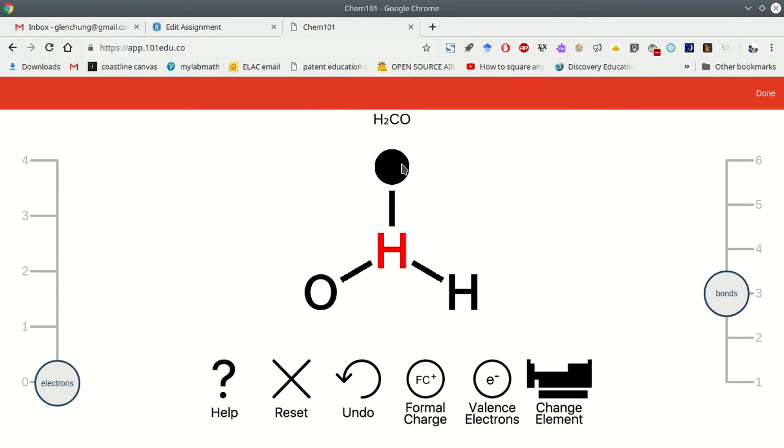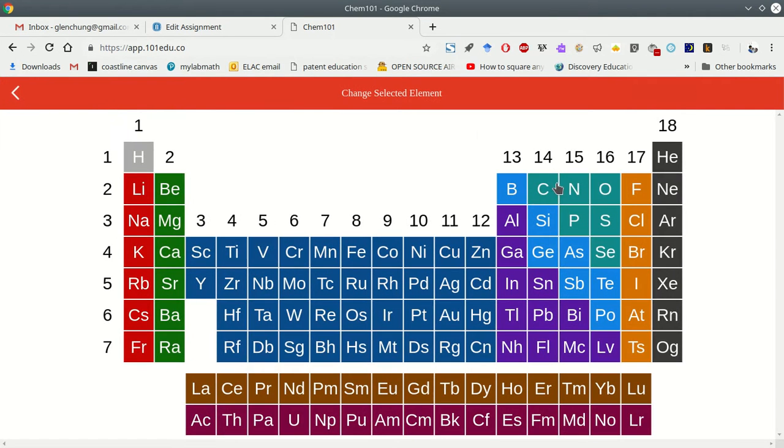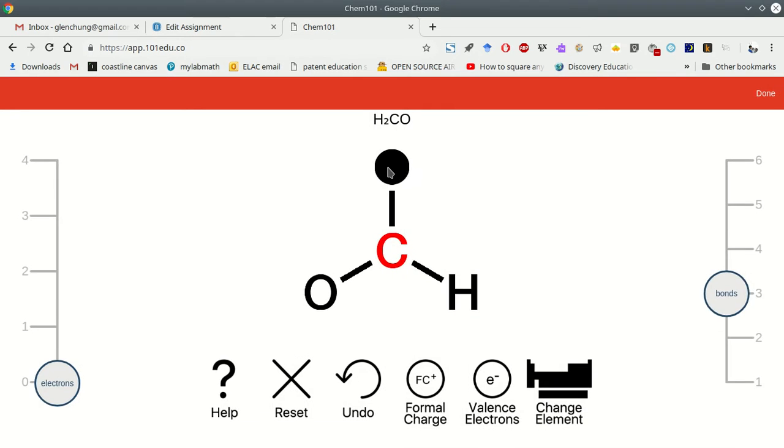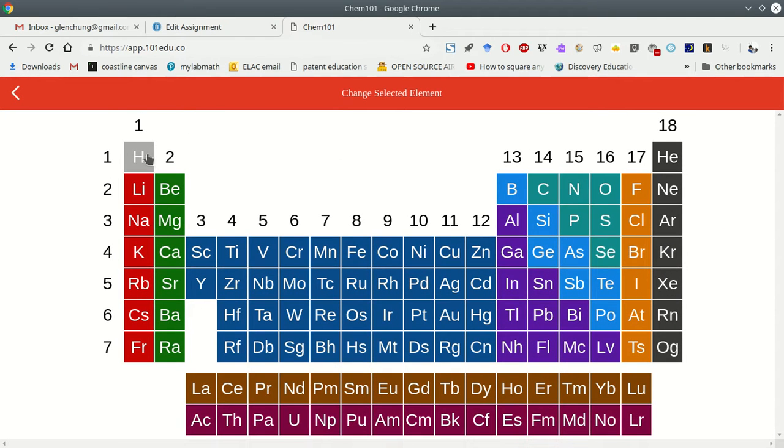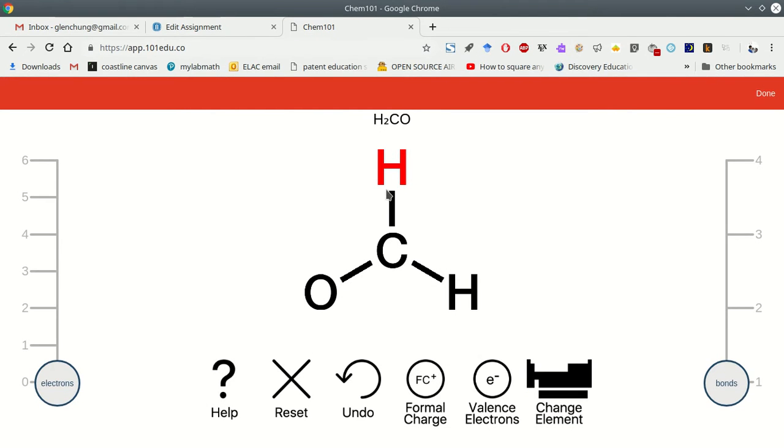That was wrong. Here, let me change that back. So that's a C. The central atom has to be a C. You got to highlight the new atom in order to change that one. So it's the red atom that is always the active atom. So now let me make the carbon active again. So I'm done. This is my Lewis structure for H2CO, or formaldehyde.